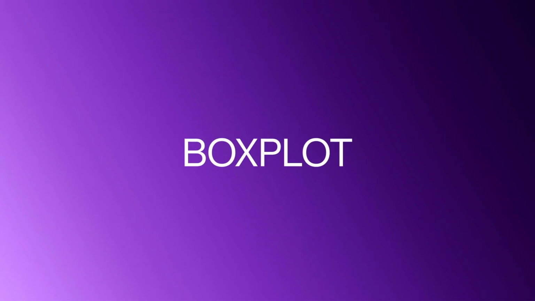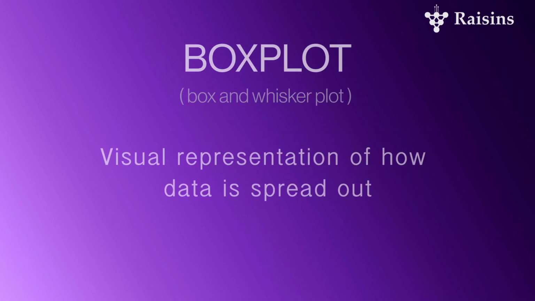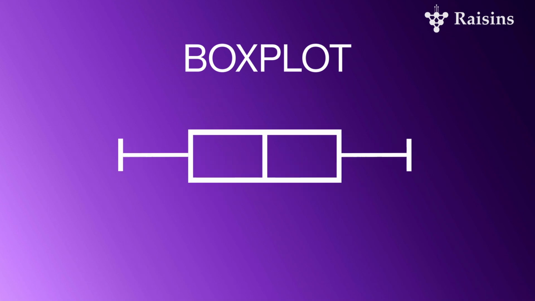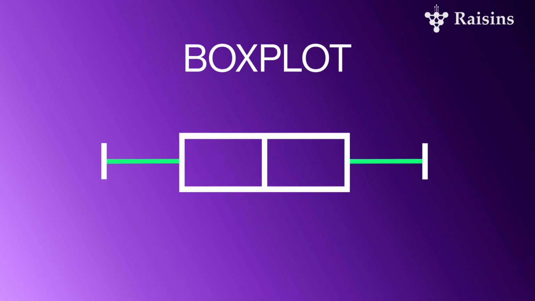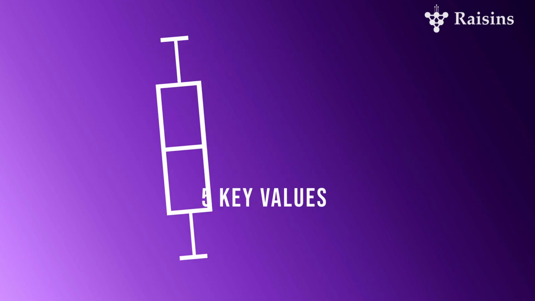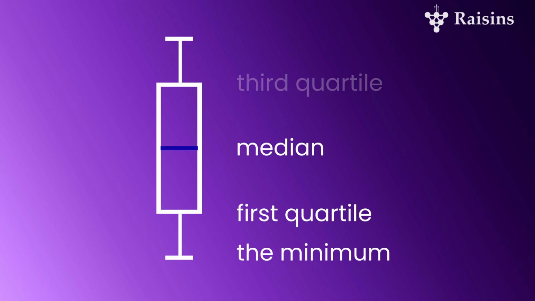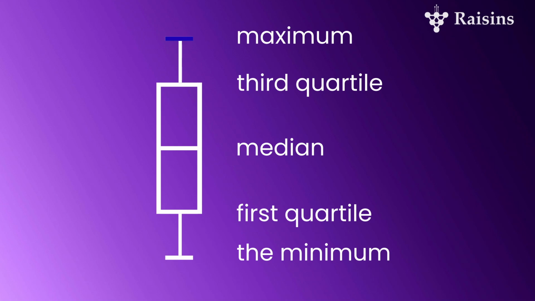Box plot, a simple, powerful way to understand data at a glance. A box plot is a visual representation of how data is spread out. The box plot displays data using a box and whiskers, summarizing it through 5 key values: the minimum, first quartile, median, third quartile, and maximum.